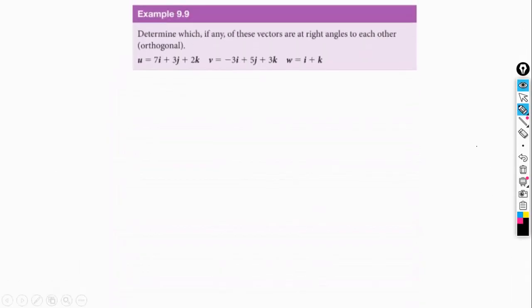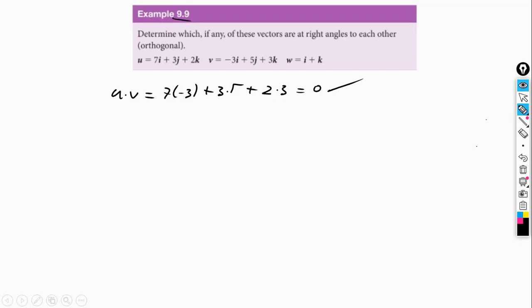We continue with example 9.9, and it says, determine which, if any, of these vectors are right angles to each other, or orthogonal. So let's do the dot product first of u times v. This is going to be 7 times negative 3 plus 3 times 5 plus 2 times 3. And this is going to give us 0. Therefore, these vectors are orthogonal.